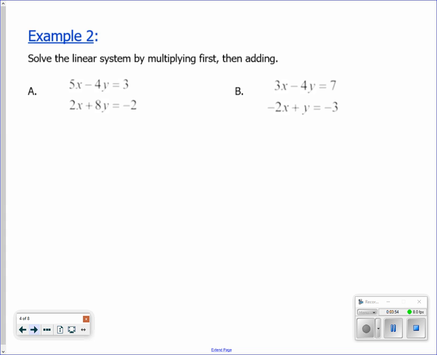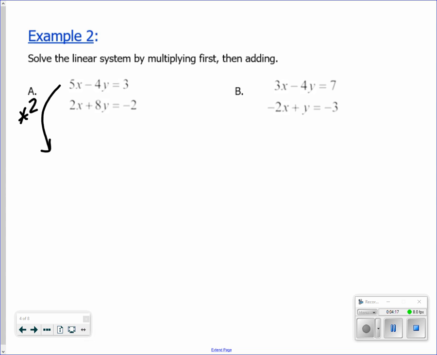Now, not everything is always going to be opposites to start with. For instance, 5x and 2x are not opposites. Negative 4y and positive 8y are not opposites. So therefore, sometimes you'll have to multiply first. Here's what that means. I need to create an opposite. How I create an opposite is I multiply an equation by a number.